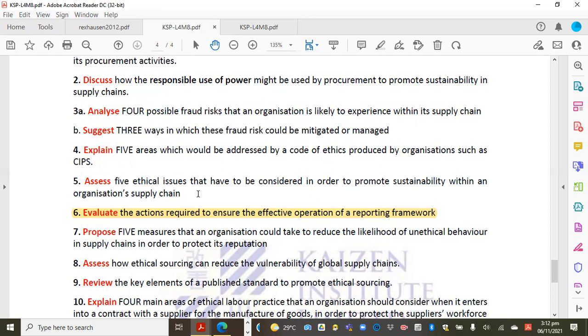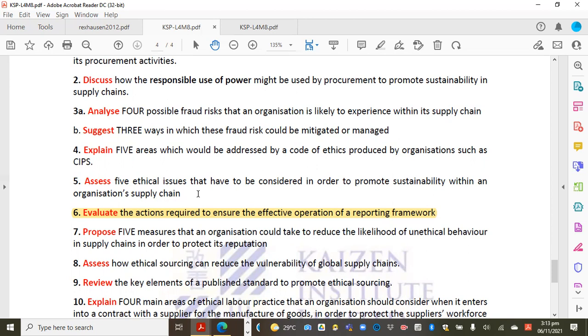If we consider this in the context of ethical and responsible sourcing, then we are looking at human rights, we are looking at fraud, and child labor all falls under human rights. The living wages and all that, they all fall under human rights. Then we can talk of corruption, we can talk of bribery. These are all ethical issues that have to be considered in order to promote sustainability within an organization's supply chain.